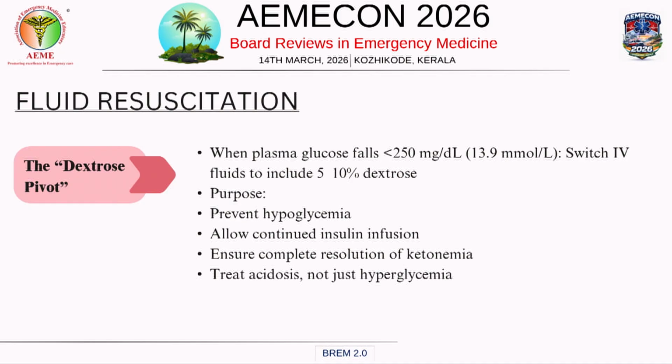So the dextrose, whenever the plasma glucose is less than 250, you are going to switch the IV fluid to a dextrose containing one. Why do we need to do that? Because here we are not just treating hyperglycemia. What we need to treat is acidosis and ketosis. And what will help us treat the acidosis and ketosis? It is definitely the insulin infusion. So we have to continue the insulin infusion. To bridge that, we don't want our patient to be in hypoglycemia, so we are giving dextrose containing fluid and maintaining the sugar value so that we can continue the insulin infusion to treat acidosis and ketosis.